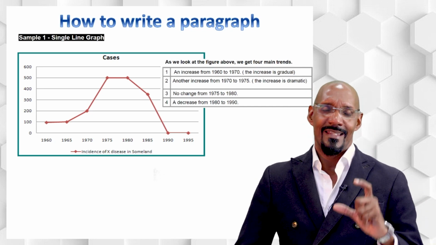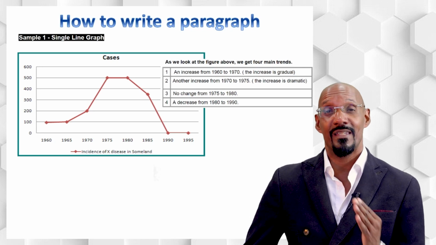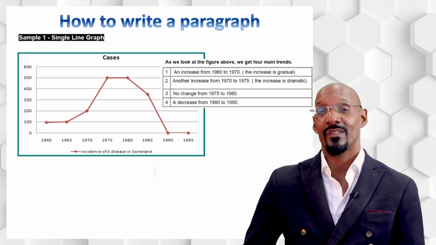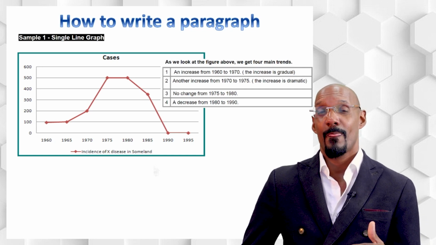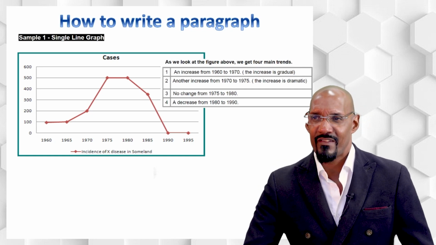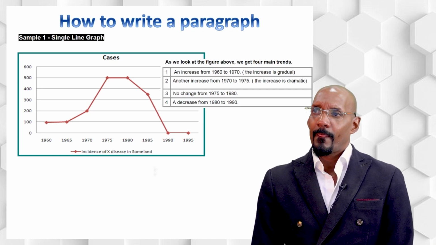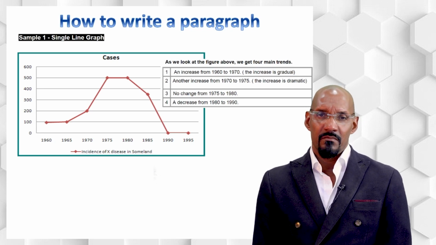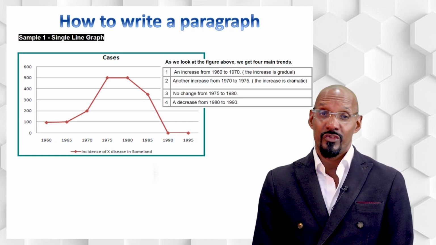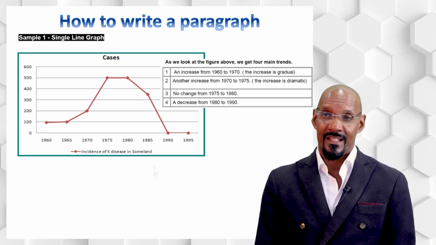Always keep in mind the extent to which the increase or decrease occurs. Is it a big increase? Is it a medium increase? Is it a small decline? Or is it a very, very big, rapid decline? Something that is noticeable. So from 1970 to 75, you can see that you go from 200 to 500. That's pretty sizable. No change from 75 to 80. And then from 80 to 90, you go from 500 to 0. That's a very, very big decline. And then it stabilizes from 1990 to 1995.